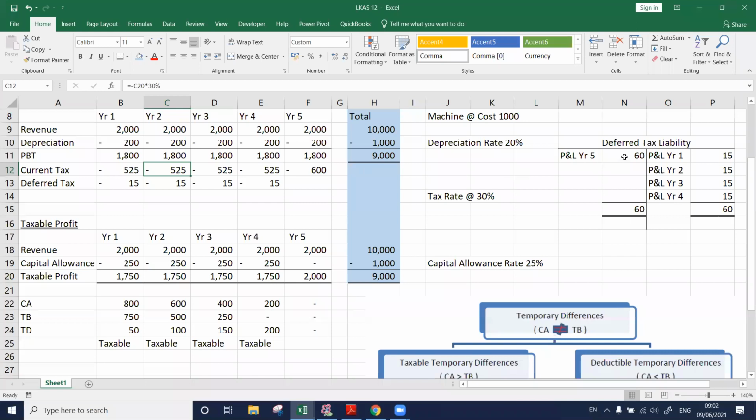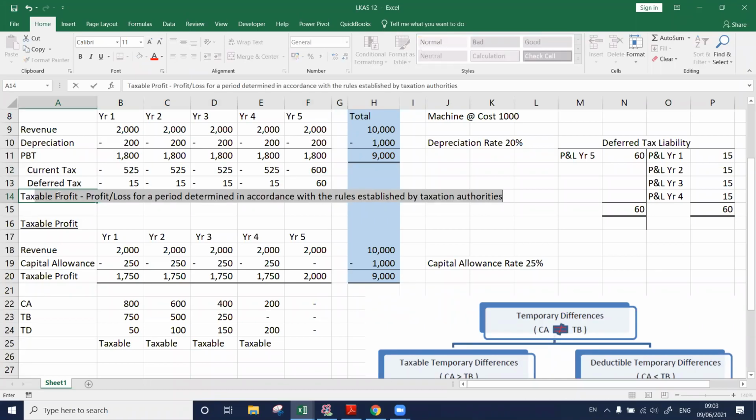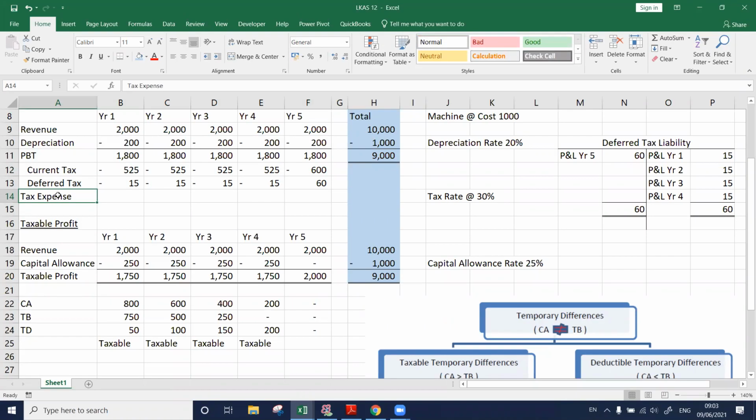But here what has happened? This should be credited. It should be the other way around, right? 60. Current tax and deferred tax over this 5-year period will appear like this. Now see, what is the total tax expense? Total tax expense means the sum of these two.